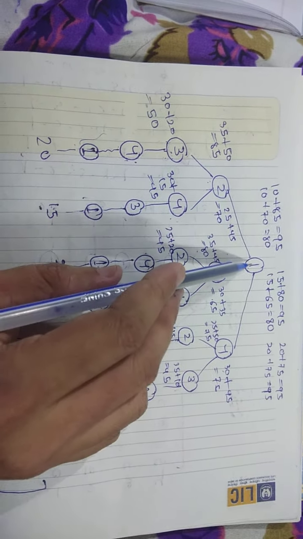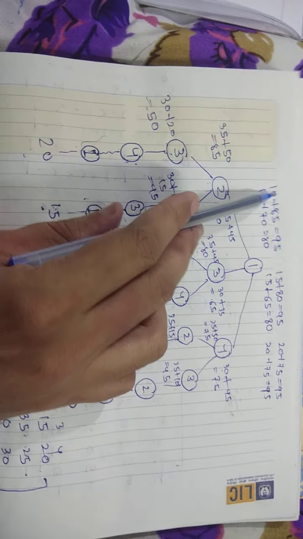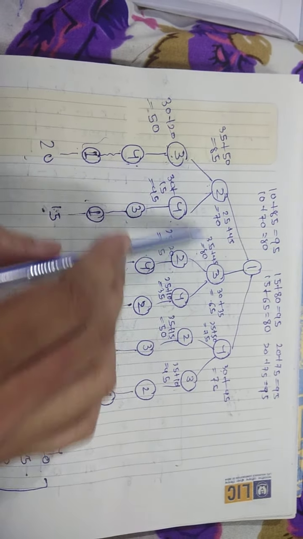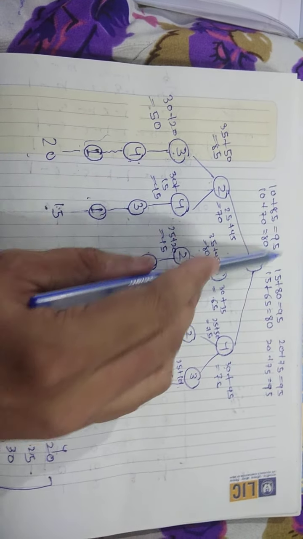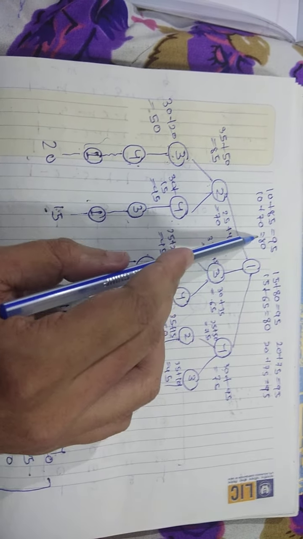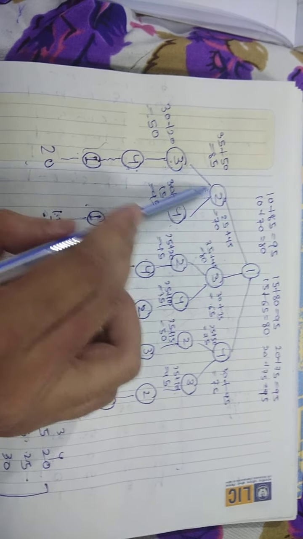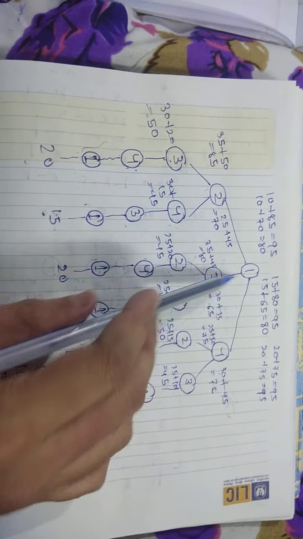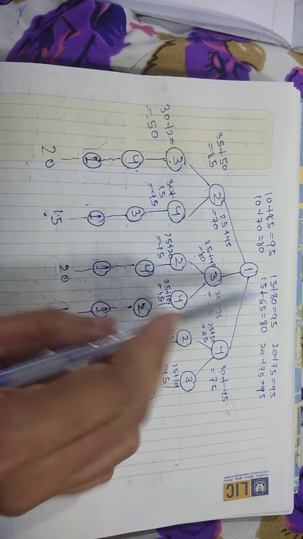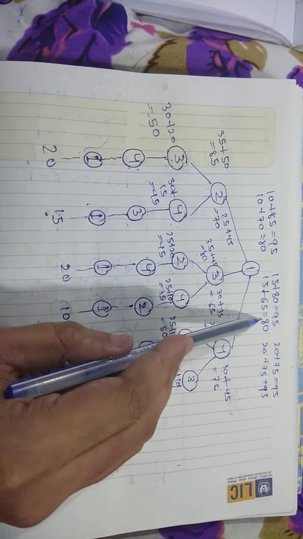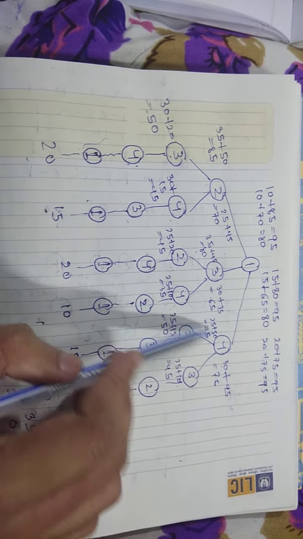See, 1 to 2, what is the cost here? 1 to 2 is 10. Okay, 10, and here the cost is 85 in this way, and in this way it's 70. Okay, I am calculating both the costs, but you have to choose which cost is minimum, that is the final cost. Here also I am calculating 1 to 3 is 15, and this path cost is 80, and this path cost is 65. Okay, 1 to 4 cost is 20, and this path cost is 75, this also 75.